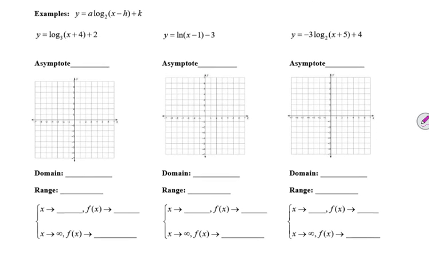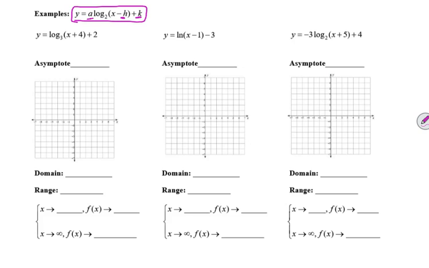Again, we have transformations as well. But here's the basic equation, right? We have a values in the front, which are multipliers. We have shifts left and right inside the parentheses. We have shifts up and down outside the parentheses. So looking at this equation, y equals log base 3 of (x plus 4) plus 2.